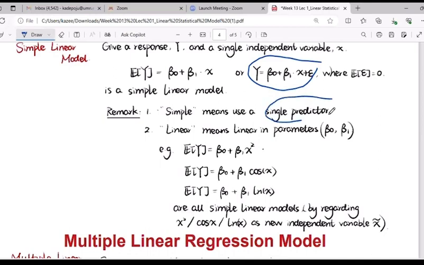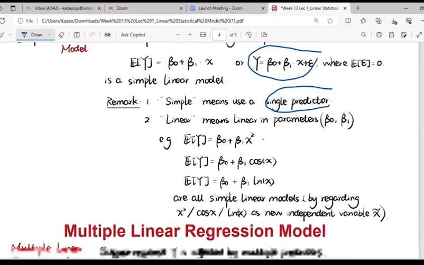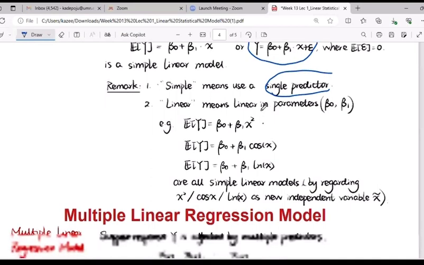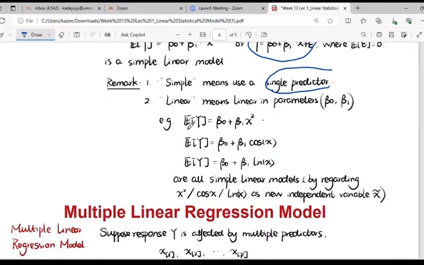Now we call this a simple linear regression because we are only using a single predictor. That's why I call it simple linear. It's going to be multiple linear if I have more than one predictor. And let me also tell you this. Even if you are working with a quadratic or a polynomial, this is still linear. You know why we call it linear? It is because it is linear in parameters.